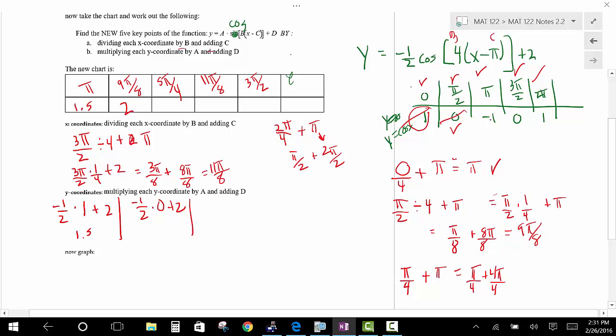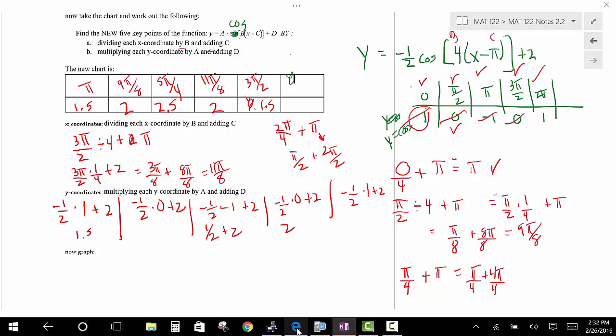Okay, take the next y value. Negative 1/2 times negative 1 plus 2 is going to be 1/2 plus 2, so that's 2.5. Okay, then do the next one, 0. Negative 1/2 times 0 plus 2 is going to give you back to 2. And then finally, the last one, negative 1/2 times 1 plus 2 is going to give 1.5. Now what happens on this would be an extension of the graph.